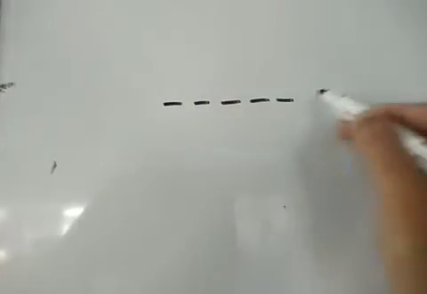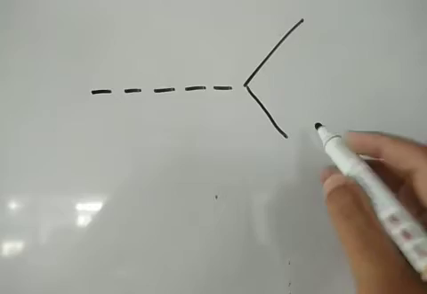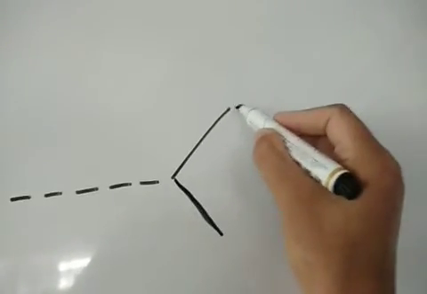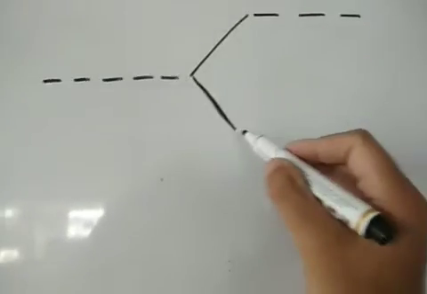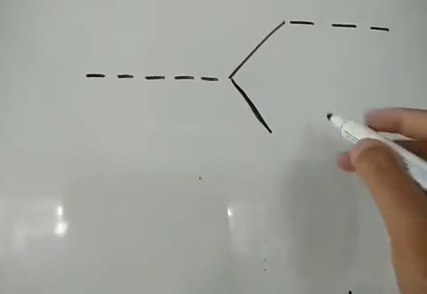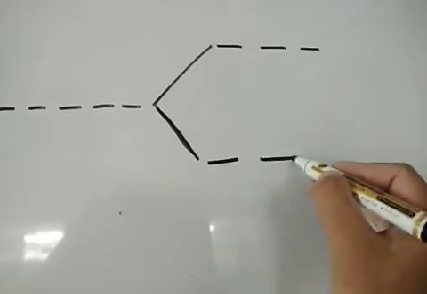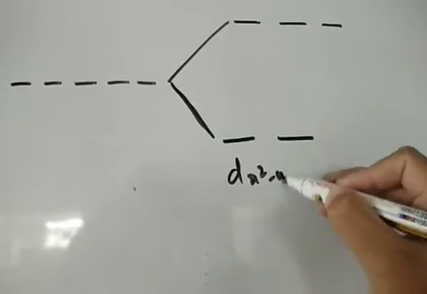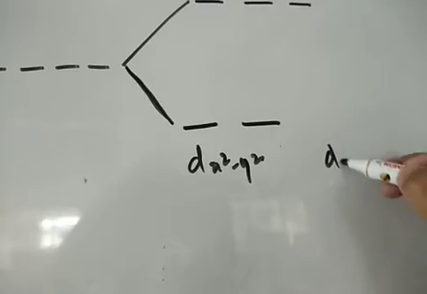So we have the case of 1, 2 and 3, and then we have 1 and 2. So this is dx square minus y square, and this orbital is dz square.